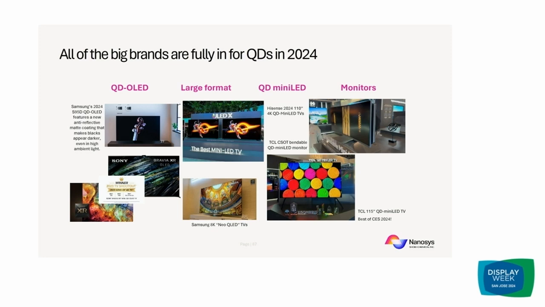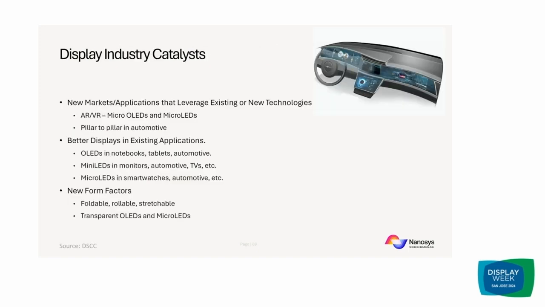Monitors are another area where we're seeing a lot of quantum dot development in new formats too. So this is an example that came out earlier this year of a bendable quantum dot mini LED monitor that's out there. There's more to come in terms of catalysts in the industry. Based on research from display chain analysts, some of the catalysts that are out there right now are new markets that leverage existing or new technologies. So some of this is AR, VR. We're seeing a lot of expansion in the automotive space.